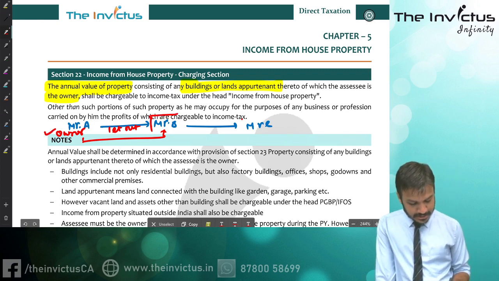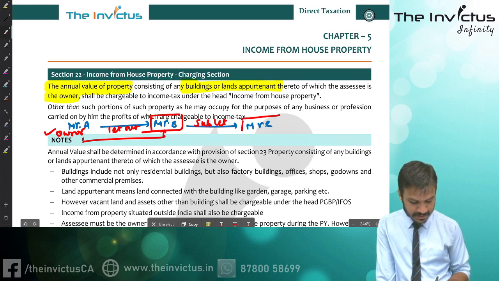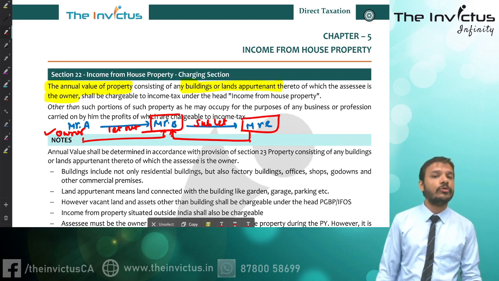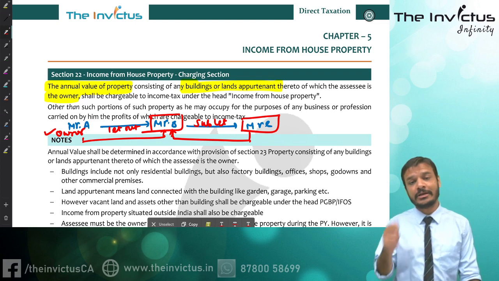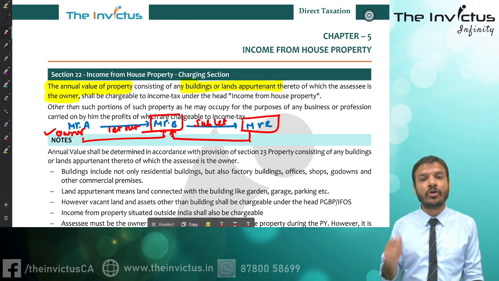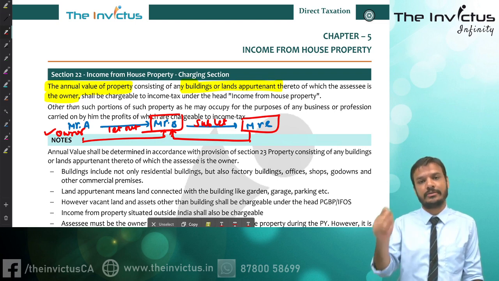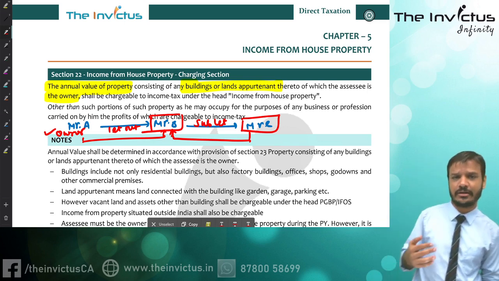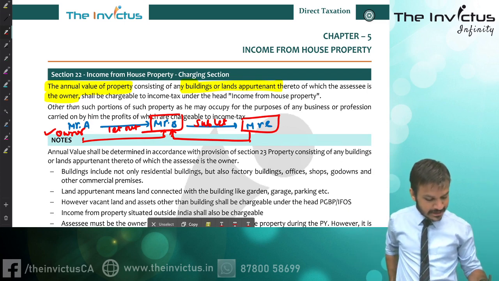But Mr. B has sublet, I can say sublet, that particular property to Mr. C, and Mr. C is also paying rent to Mr. B. Now Mr. B is receiving rental income, but it is not IFHP. Why? Because Mr. B is not owner. So what happened to that income? What treatment should be given? That we'll see under the PGBP also. It is known as subletting income.